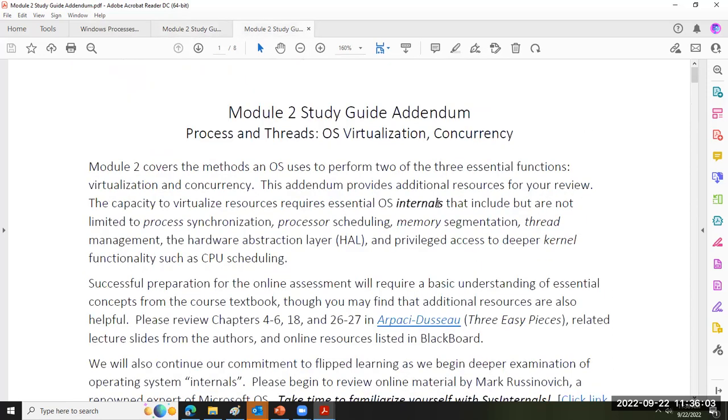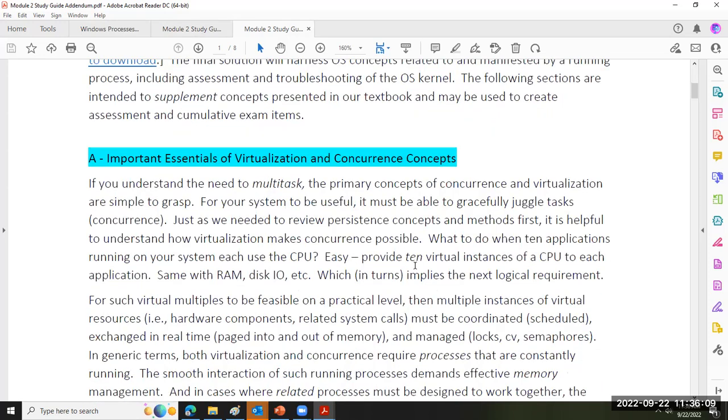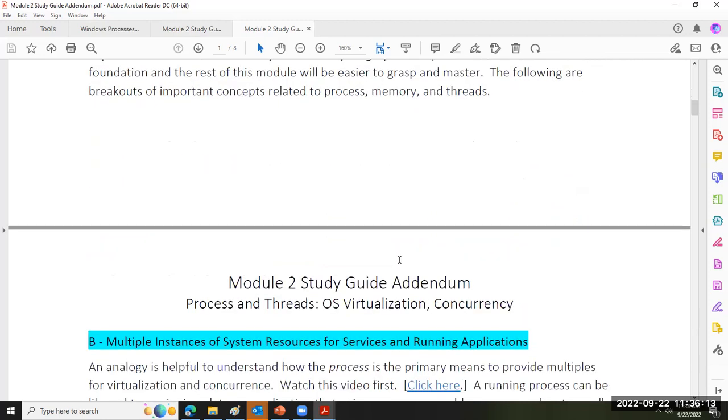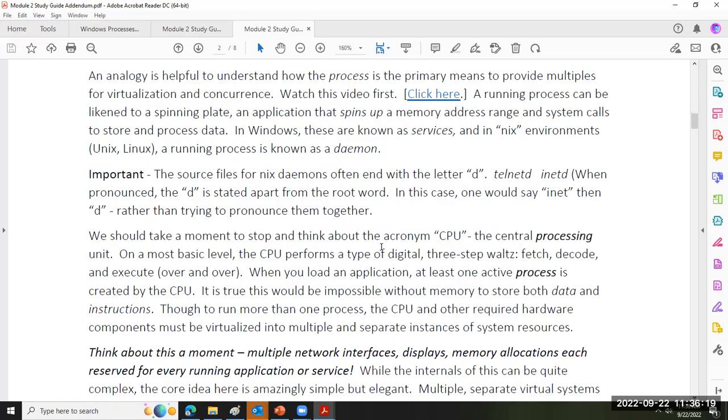There's also an addendum that relates some additional information, and does that in the context of virtualizing hardware. And there's also additional information about how you identify what runs in Linux as a daemon.